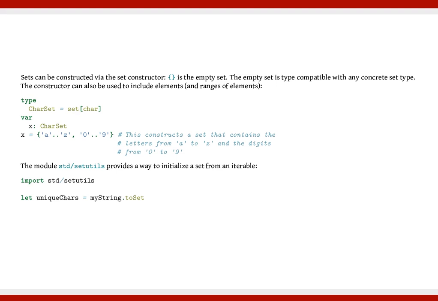The module std/setutils provides a way to initialize a set from an iterable. import std/setutils; let uniqueChars = myString.toSet.